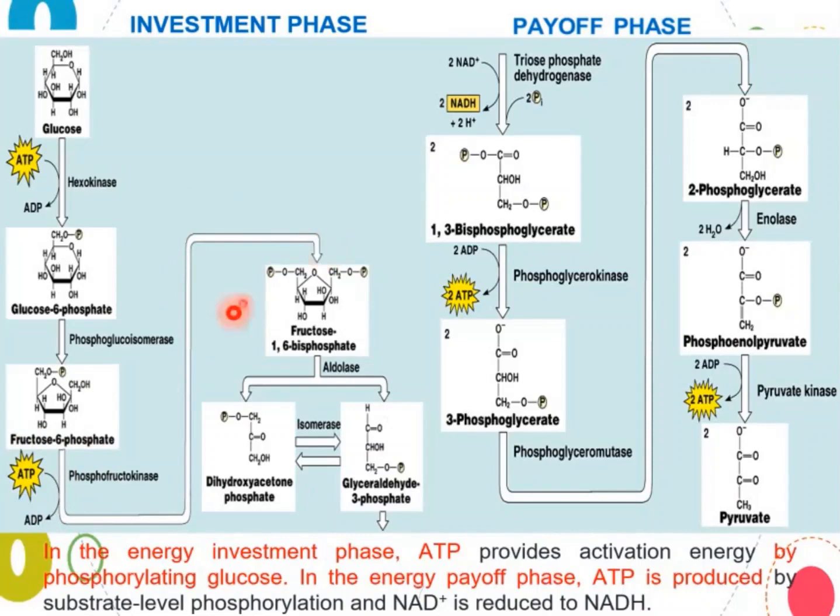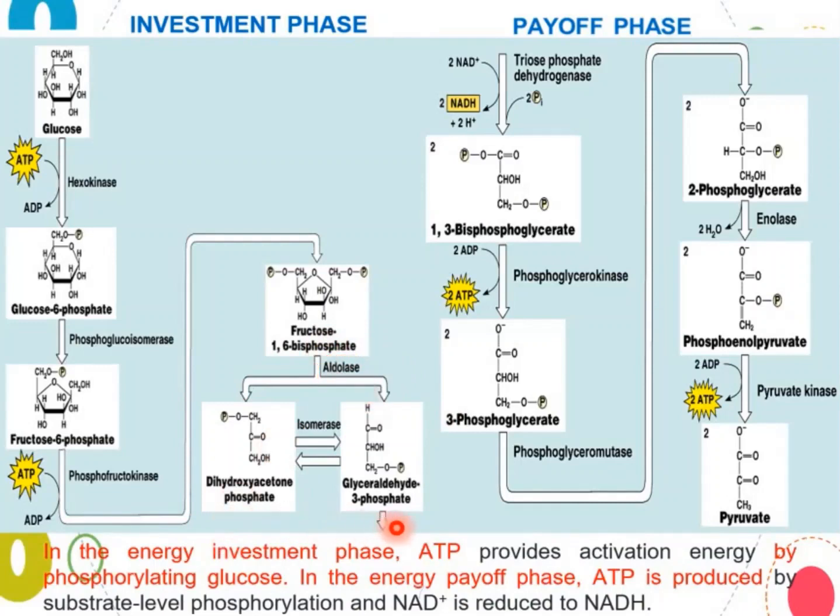Then the fructose 6-phosphate is phosphorylated by addition of a phosphate group from ATP to become fructose 1,6-bisphosphate. This reaction is catalyzed by phosphofructokinase enzyme. Fructose 1,6-bisphosphate is actually an unstable 6-carbon sugar. So fructose 1,6-bisphosphate splits to produce two molecules of 3-carbon sugar, such as dihydroxyacetone phosphate and glyceraldehyde 3-phosphate or G3P. This reaction is catalyzed by aldolase enzyme.